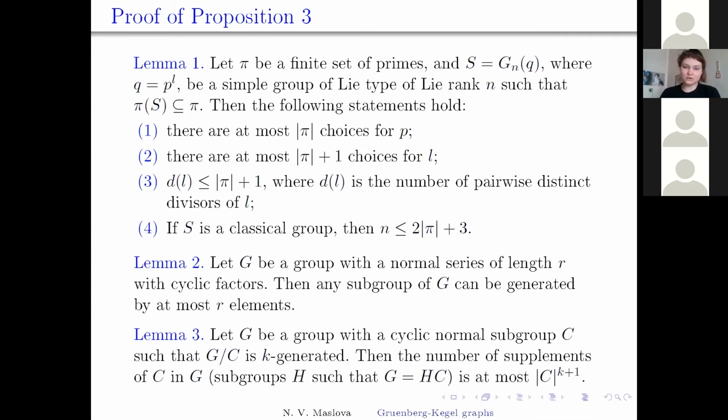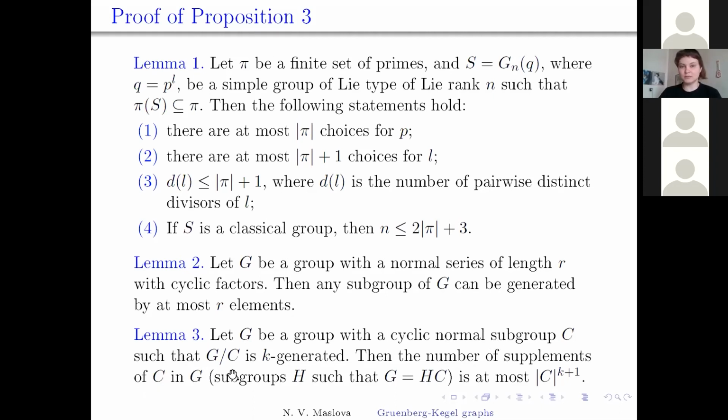If G is a group with a normal series of length r with cyclic factors, then this group can be generated by at most r elements. And if G is a group with a cyclic normal subgroup C, such that the factor group G by C is generated, then consider the number of supplements of C in G.